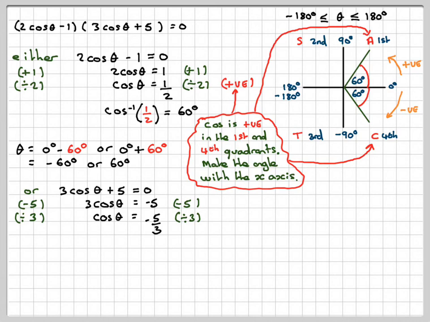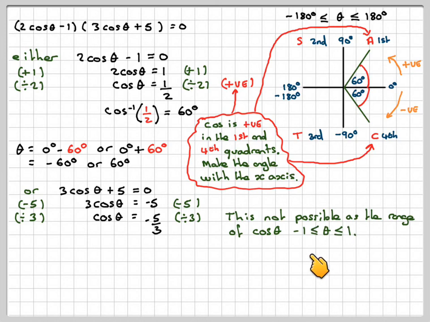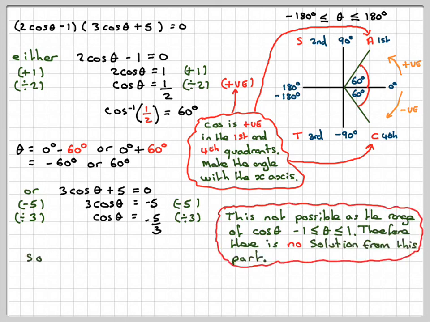Pause the video, go and have a think about this now. Did you come up with the idea that this is not possible, as the range of cos theta is always got to be between minus 1 and 1 inclusive? Therefore, there is no solution from this part. So the solutions will be theta is equal to minus 60 or 60. These are the only two solutions to the original equation.